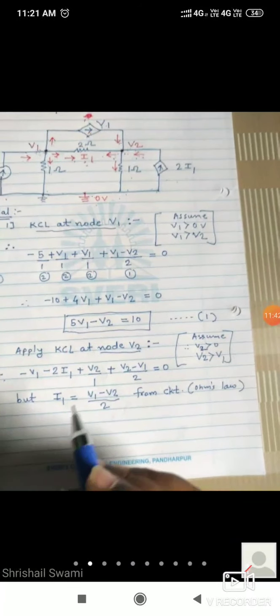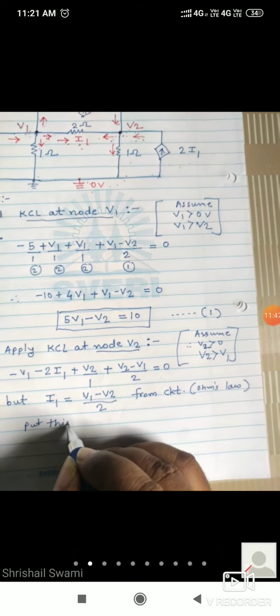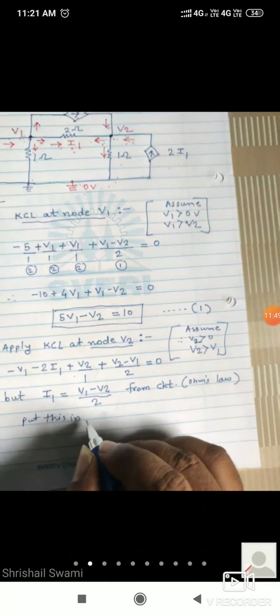Now next, put this value in the above equation. Put this in the above equation. Above means this one.